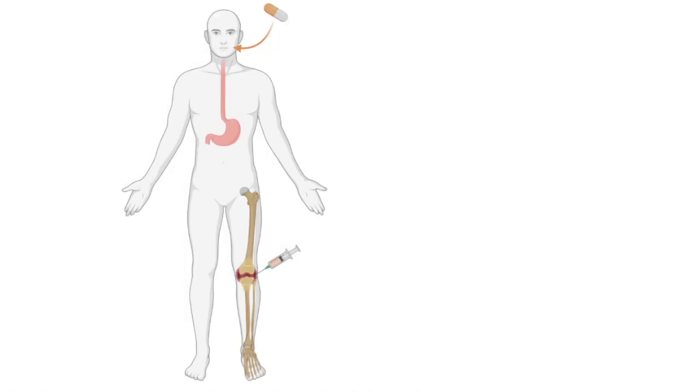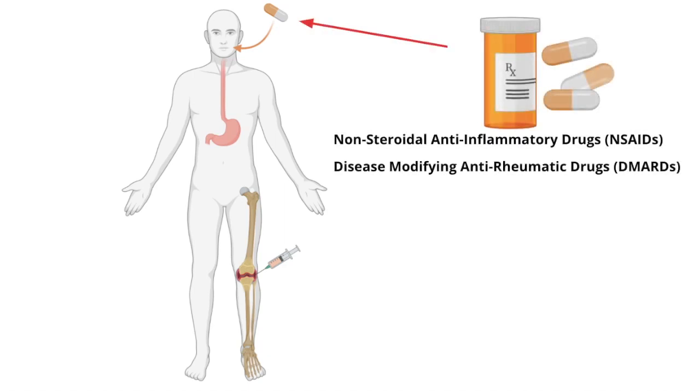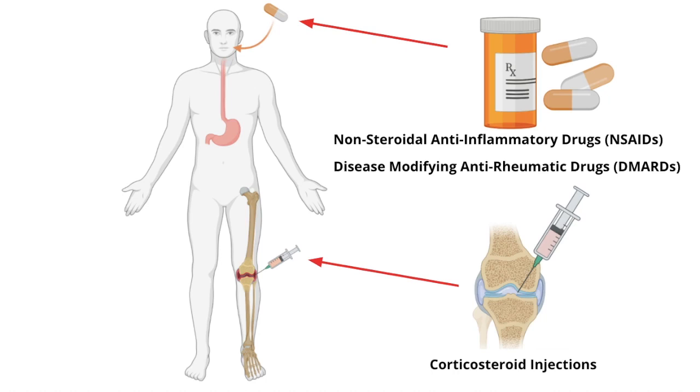Once diagnosed, there are two main types of treatments for RA. The first type is oral medications, which includes non-steroid anti-inflammatory drugs and disease-modifying anti-rheumatic drugs. The difference between these two is that NSAIDs treat the painful symptoms of inflammation, while DMARDs block the pathway causing inflammation in the first place. The second type of treatment is corticosteroid injections. These treatments are designed to reduce joint stiffness. Corticosteroid injections are done directly at the joint and are usually given every 3 to 4 months.